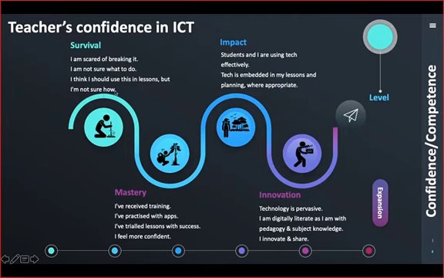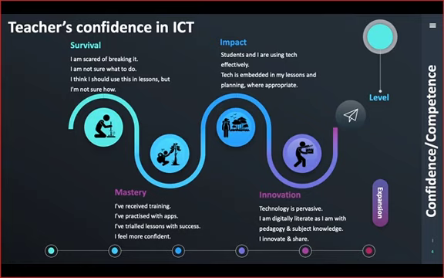When it comes to survival, when teachers come to integrating the ICTs, I used to say it myself, and maybe lots of us attending the webinar have experienced the same thing. I'm scared of breaking it, and I'm not sure what to do. I think I should do this lesson, but I'm not sure how. So the teacher is trying to survive, to adapt to this new integration process. Then later on, it goes to mastery. I've received the training. I've practiced with different applications. I've tried lessons with success, and I feel more confident.